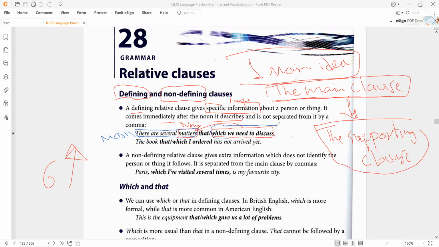If you look at it, it cannot stand alone. So if you look at the main here, the sentence can stand alone. There are several matters. There are several issues. So I have some meaning, but if I say it alone, يعني إذا بدأت بالكلام فجأة, I said, which we need to discuss. Discuss what? So you ask me, discuss what? So this sentence cannot stand alone. وبهذا سميت بالrelative. relative أي لها علاقة بالmain clause. أوكي، خلينا نشوف الجملة التي بعدها.